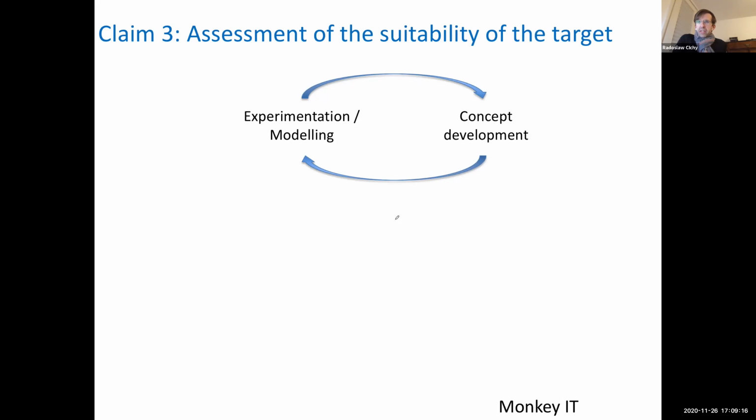The third claim, and now it's becoming a bit of a funny point, is that it helps you to assess the suitability of the target. So the usual way things work is you have a phenomenon in the world that you want to explain, and then you build a model, and then the model doesn't work very well. So you improve the model so that you increasingly well fit the thing in the world.